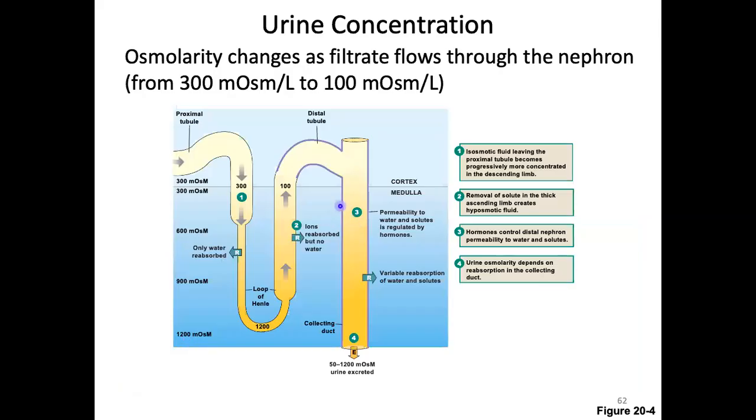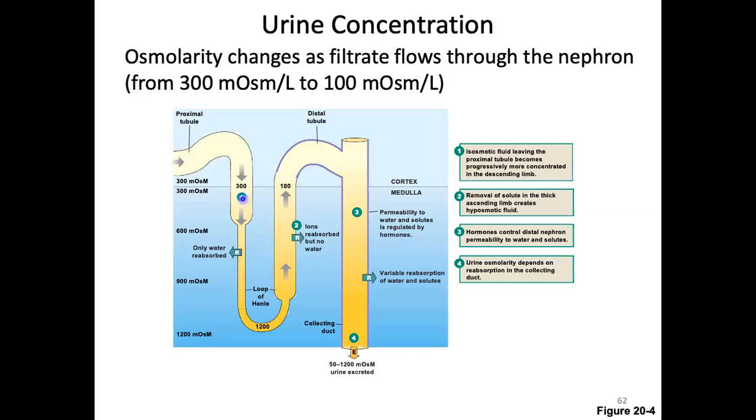Let's talk about urine concentration. How does urine change as it flows through the nephron? Again, this top portion is the cortex, a more superficial part of the kidney, and this bottom portion is the medulla, so we're going deeper into the medulla. The cortex is around 300 milliosmoles. The urine filtrate, because it came from the blood, is also around 300 milliosmoles. So blood is 300 milliosmoles, and urine filtrate is around 300 milliosmoles.